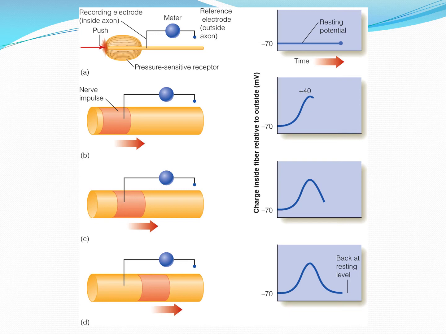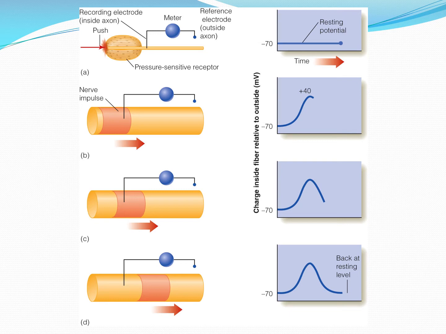And so as long as nothing's happening, when we're looking at this comparison of what's happening in the axon to what's happening in the extracellular fluid, at that point the voltage in that comparison is negative 70 millivolts, and that's what's being shown in our graph over there. That is called the resting potential. And so if nothing's happening, it's going to stay there at negative 70 millivolts.